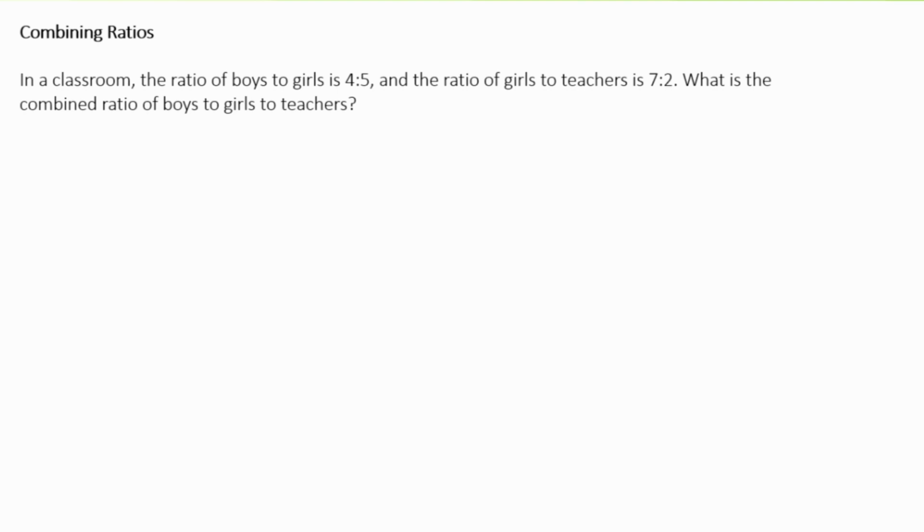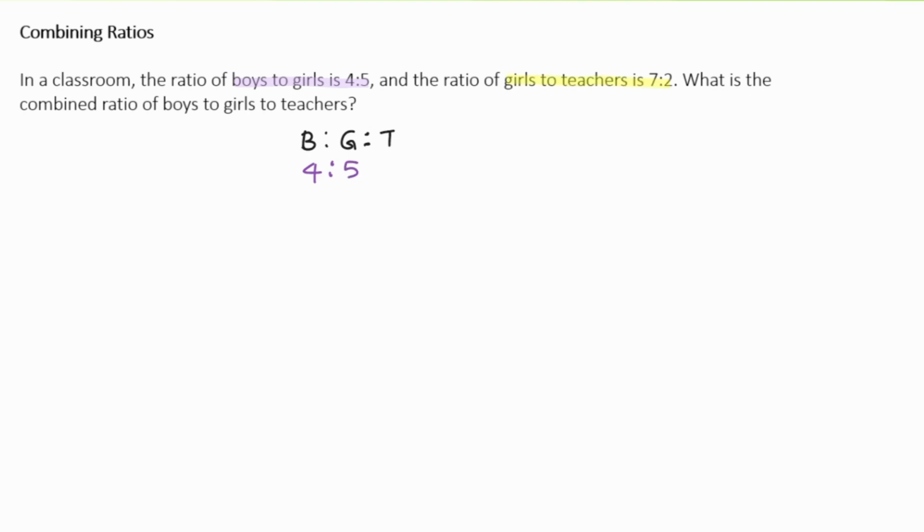So in order to find the combined ratio, we can first write B for boys, G for girls, and T for teachers. Using the first ratio that's been given to us, which is boys to girls, we can write that down under B for boys as 4 and 5 for girls.